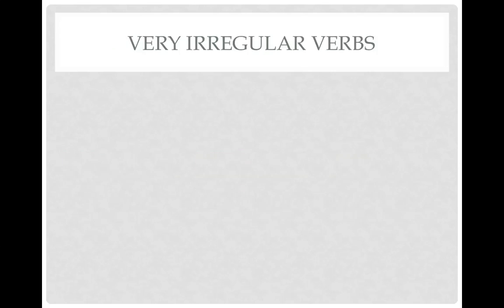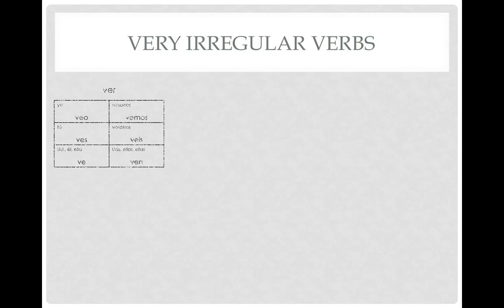Alright, your last type of verb are very irregular verbs. They're just called this because we don't have any other rhyme or reason to why they conjugate like this. You just have to memorize how they conjugate. They don't have any rules that hold them together other than they are just very irregular. So the first one is ver. The yo form is veo. Then we have ves, ve, vemos, veis, and ven. Pay attention to the vosotros. There's no accent.